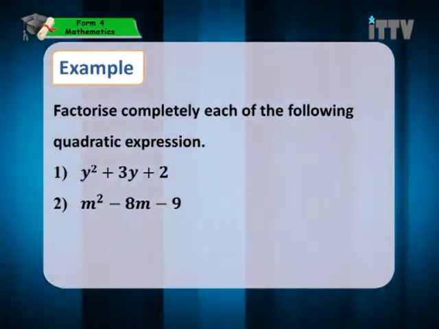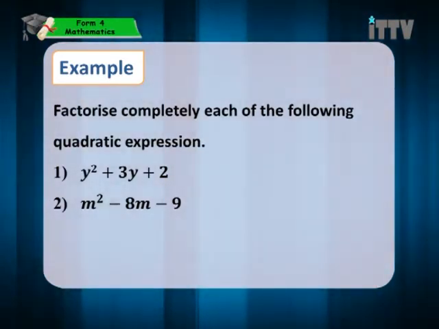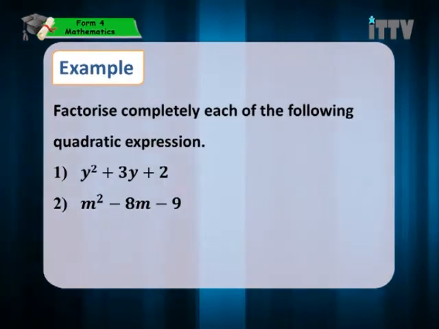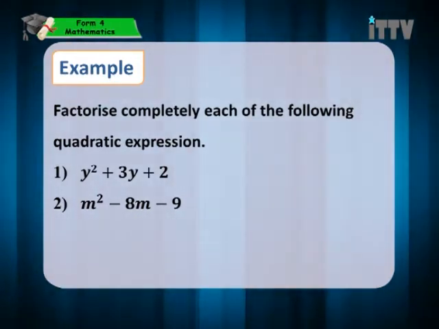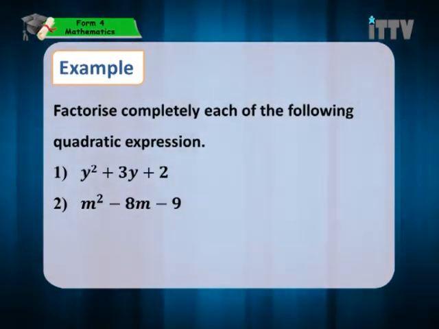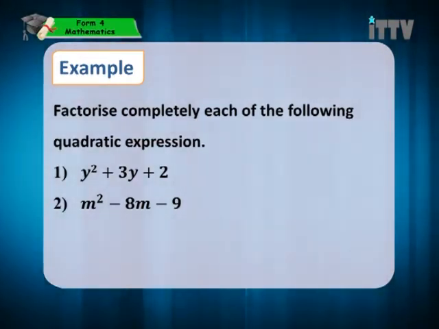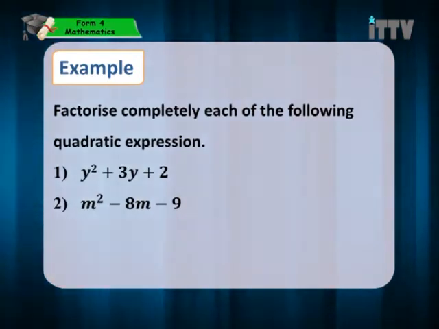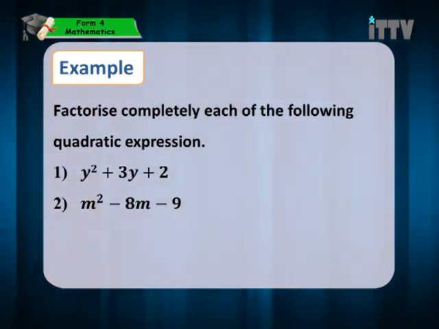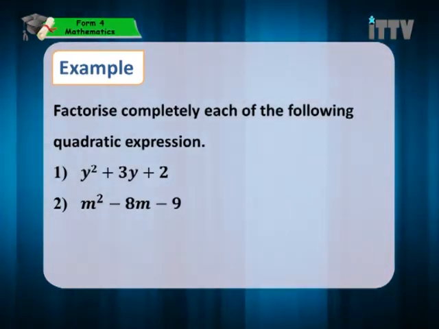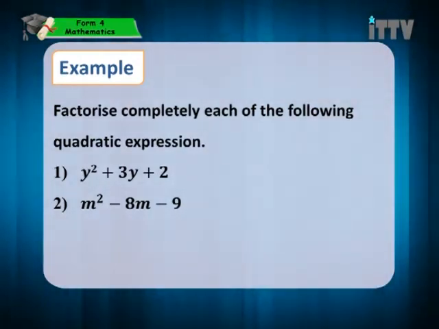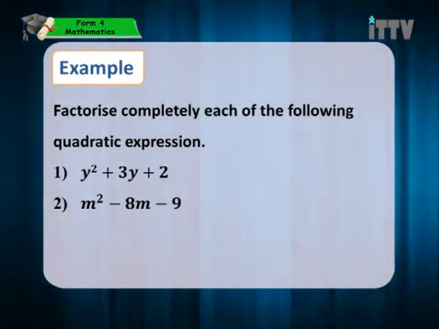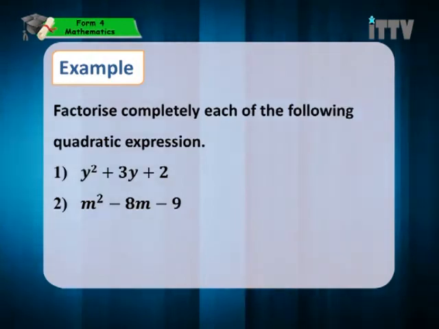Alright, our next example. Factorize completely each of the following quadratic expressions. All right, number 1, y squared plus 3y plus 2. And number 2, m squared minus 8m minus 9. All right, we are going to proceed on the board.